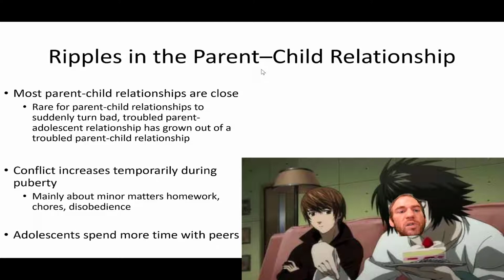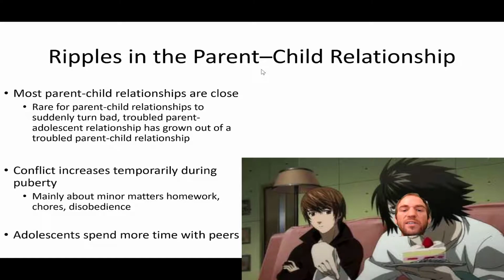Ripples in the parent-child relationship during adolescence. Most parent-child relationships are close. It's rare for parent-child relationships to suddenly turn bad. Troubled parent-adolescent relationships grow out of troubled parent-child relationships. Conflict increases temporarily during puberty, but is mainly about minor matters such as homework, chores, and disobedience. Adolescents spend more time with their peers.